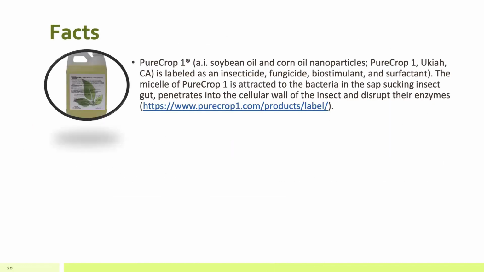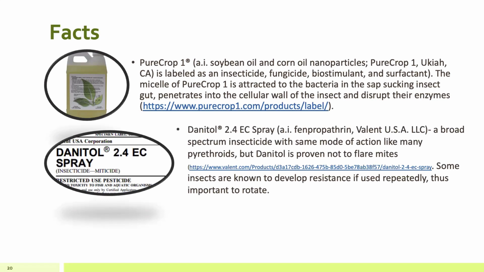So I brought up that Pure Crop One product, and we heard good things about it. It's basically a soybean oil and oil nanoparticle product that helps penetrate into the cellular wall of the insect and disrupt their enzymes. Right now, I think we have a mixed idea of whether or not that product works really well, but it seems to be doing something. So that's why we were including it into our particular trials.